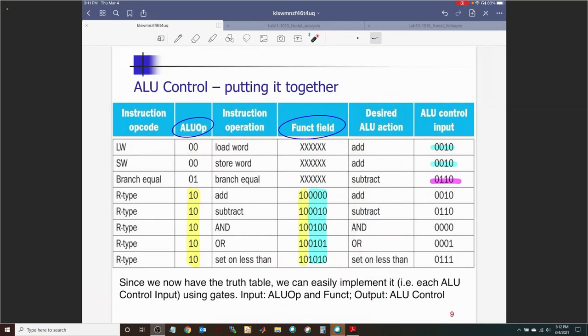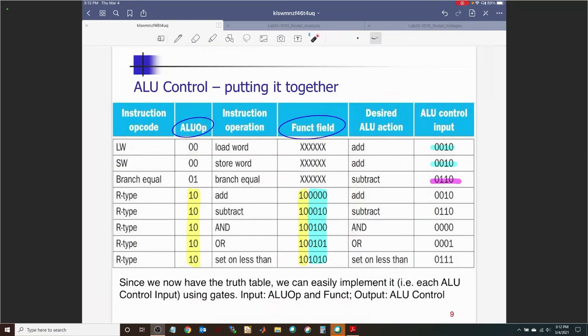Now, it looks like we have a truth table, right? If you tell me the opcode and the function field, I can tell you what the ALU op is going to be. I can tell you what the ALU control input should be. I can tell you all of those because I have a truth table. So for each ALU control input, we can find the gates that relate, the inputs being ALU op and the function field, the two highlighted in blue, and the output being the ALU control input.